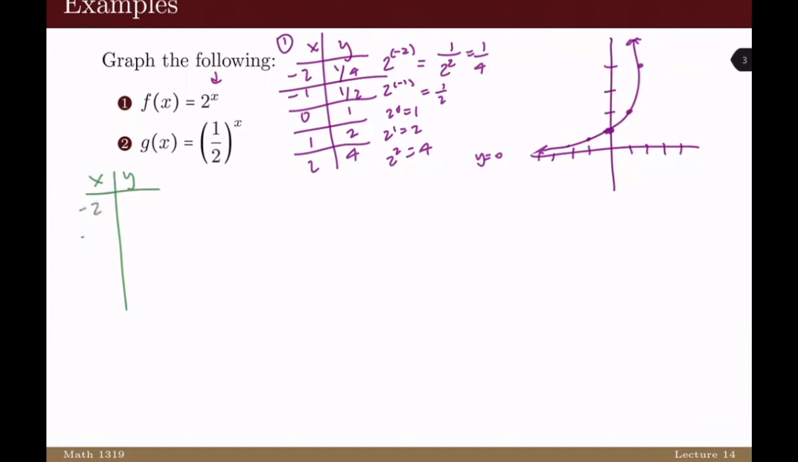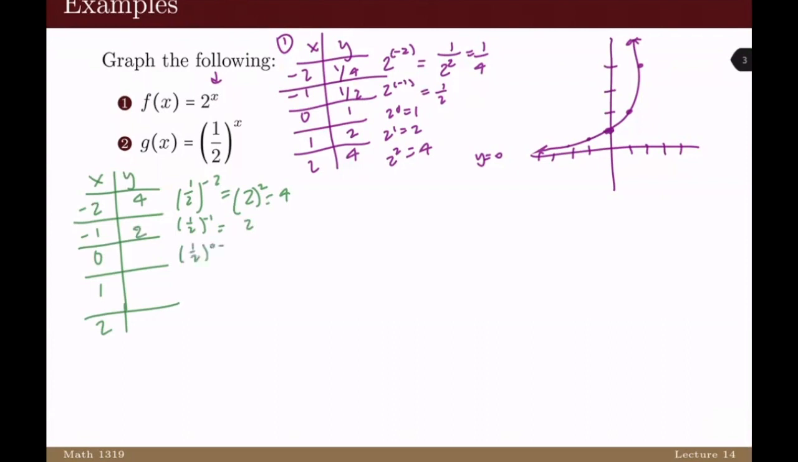And then again, my 5 favorite numbers. All right, so we have 1/2 to the -2, which is the same thing as 2 to the 2, which is 4. 1/2 to the -1 is just the same thing as 2. 1/2 to the 0 is 1, since any number to the 0 is 1. 1/2 to the 1 is 1/2. And 1/2 squared is 1 squared over 2 squared, which is 1 over 4.